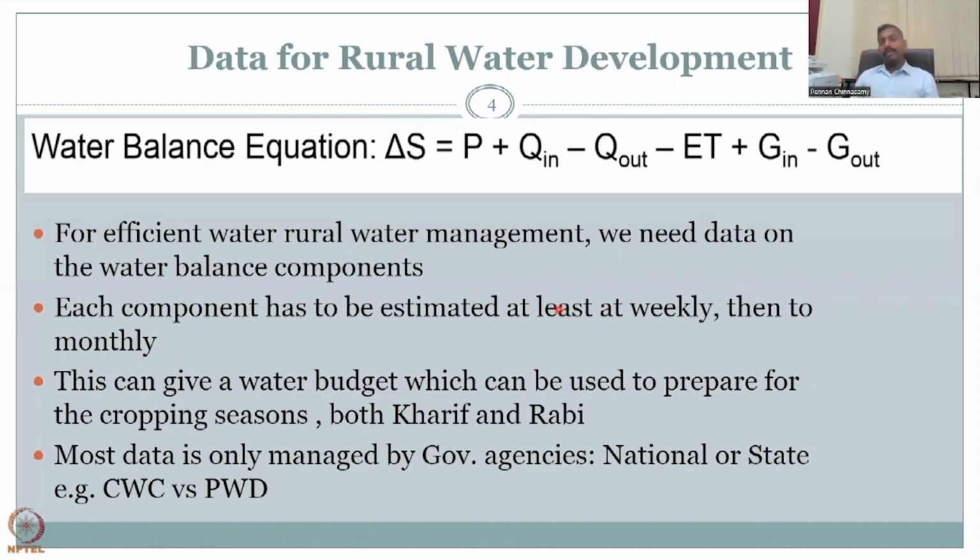However, mostly data is managed by government agencies, national or state. Example, CWC and PWD for the water boards. So CWC is Central Water Commission. PWD is the Public Works Department, like for example, Tamil Nadu. And in Tamil Nadu, there are two agencies that are monitoring these data. They may talk to each other, but they may also not talk to each other, which means sharing of data. So there is a lot of duplicates in data. There are also issues in data that we will see.